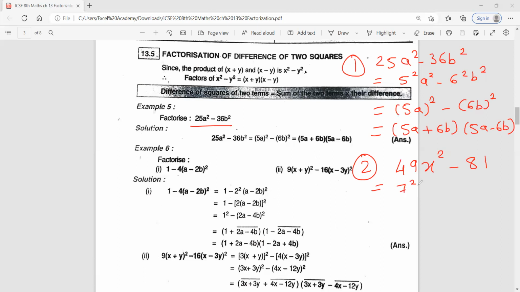7 square x square. Very good. 7 square x square minus 9 square. Yes, so this will be 7x whole square minus 9 square. Is it not x square minus y square? Yes, it is. Our x is 7x and our y is 9. Okay, it is x plus y, x minus y. So this is 7x plus 9 and 7x minus 9.